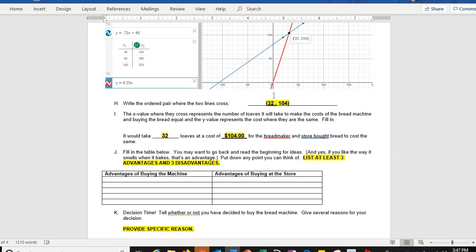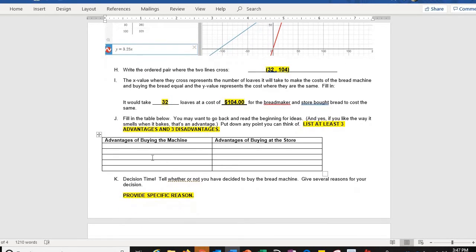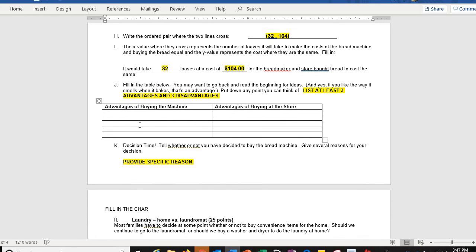Write the ordered pair where they cross. Well, there it is. And so the 32 is how many loaves. The 104 is how much money. And then once I get down to here, it's just a matter of filling in the table.